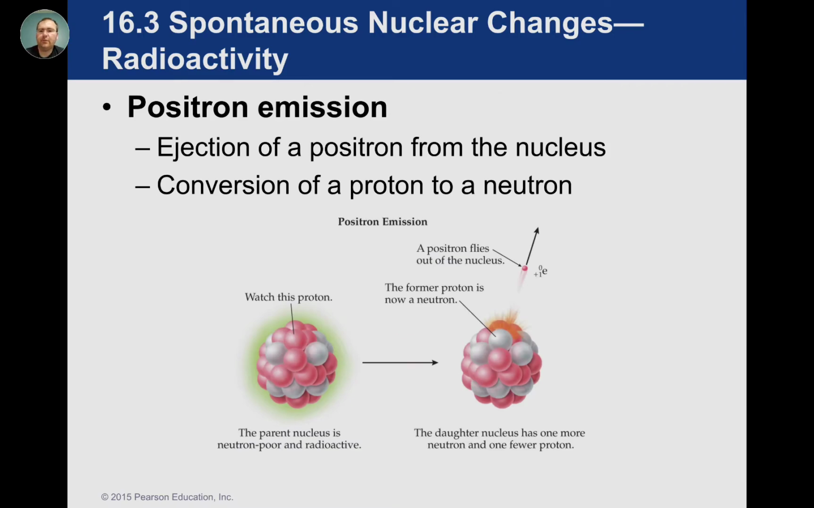So let's try another one. Let's try positron emission. So in positron emission, what we have is a little bit different, because this one's going to move left instead of right. So you're no longer moving forward, you're going to be moving backwards towards that band of stability that we showed you in a previous video.